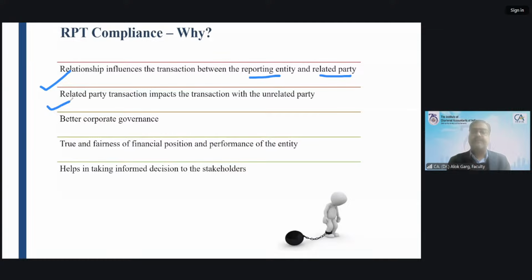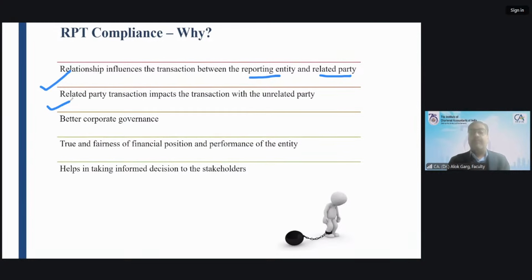For example, A Limited is an entity. A Limited is purchasing some raw material from C Limited, which is an unrelated party. B Limited is also in the same line of business, right? So the raw material which A is acquiring from C Limited, B Limited is also in the business of selling the same raw material. So now B Limited has acquired a stake in A Limited.